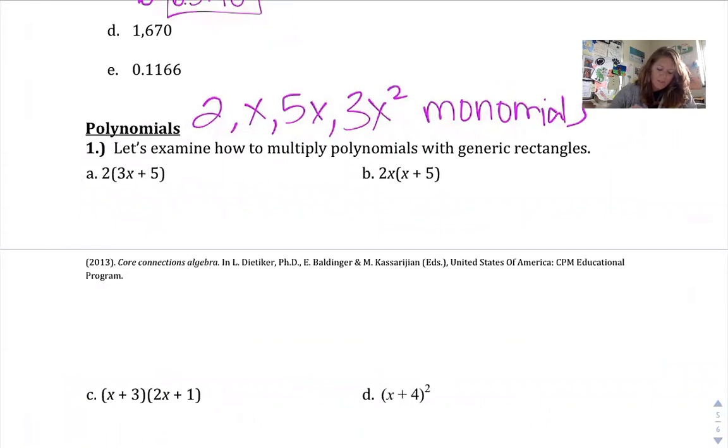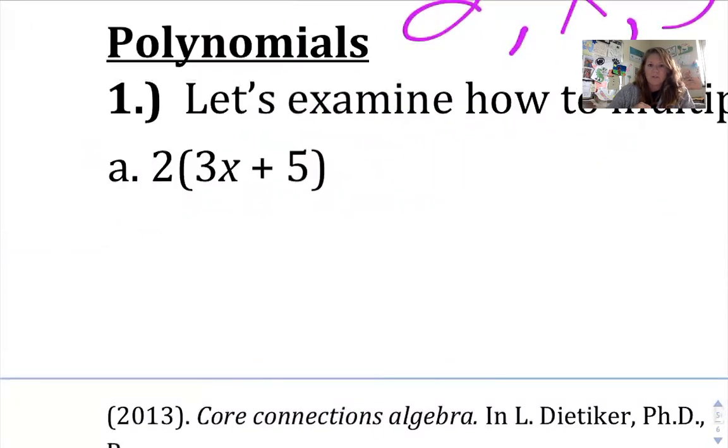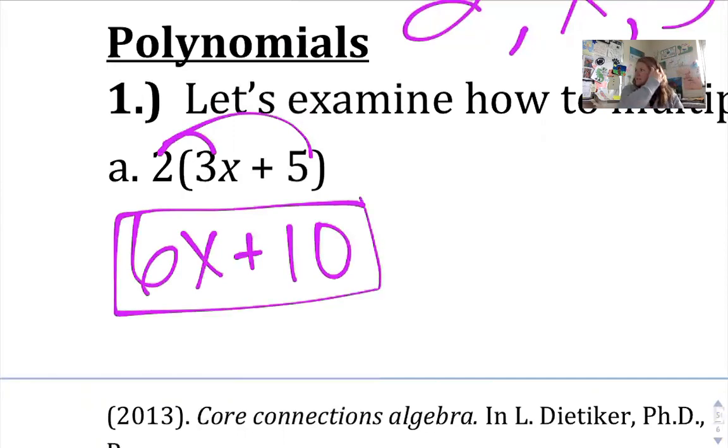So for problem 1a, we are going to use the distributive property to multiply them together. You are going to take 2 times 3x, which becomes 6x, and 2 times 5, which is plus 10. That is it. There's nothing else to do. The 6x and the 10 are not like terms, so you are not going to put them together. That problem's done.